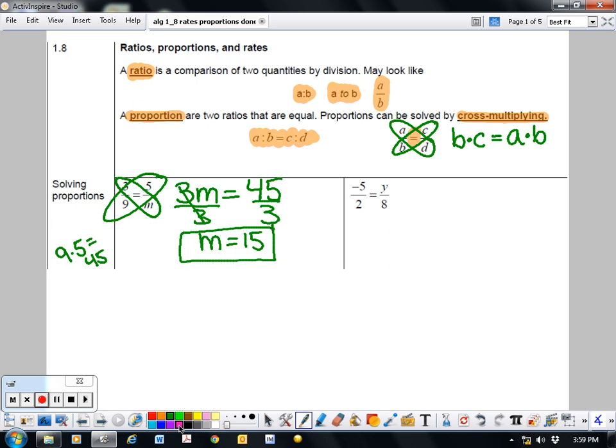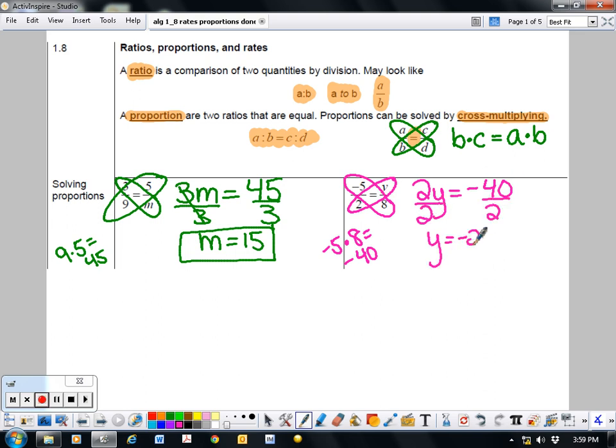On this next one, you're going to see me start going diagonal the other way because this one has the y. So 2 times y should be equal to, when I multiply across the other way, negative 5 times 8. Negative 5 times 8 gives me negative 40. Then I divide by 2 on both sides, and y is negative 20.